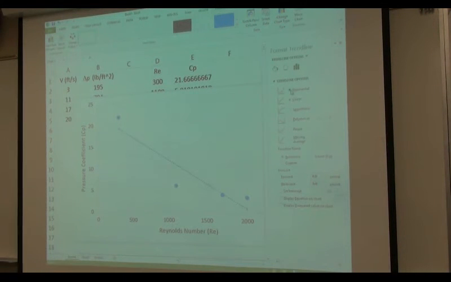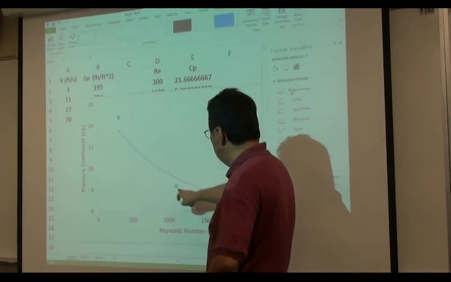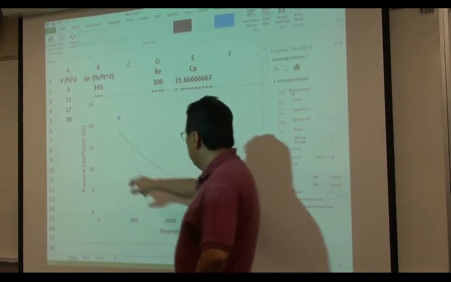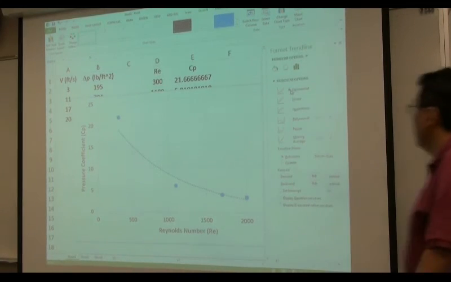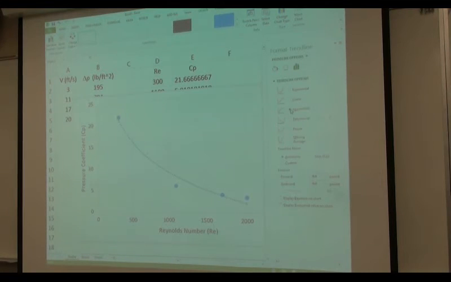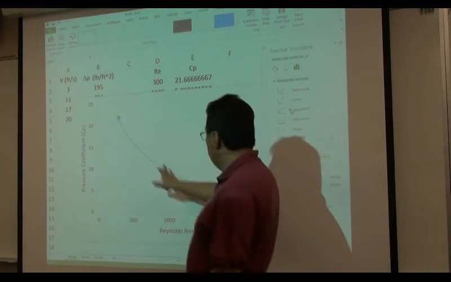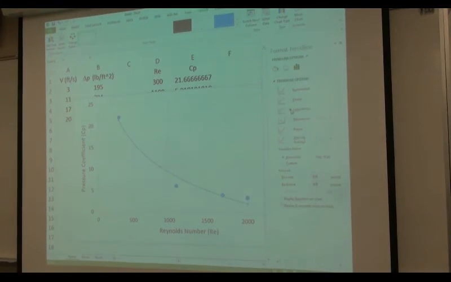So let's choose different options here. How about exponential curve fit? Oh, it's much better than linear. However, are you happy about that? There's quite a bit of error here, especially for the low Reynolds number range. How about log? Oh, this is a little bit better. It tries to fit right here. Yet, you're going to introduce some error in the higher Reynolds number range. Not sure. How about polynomial?